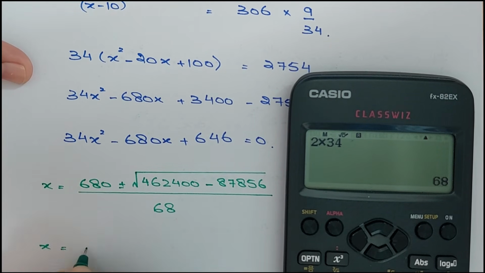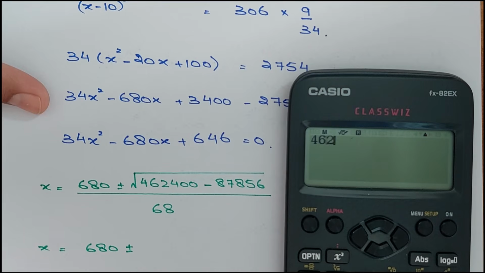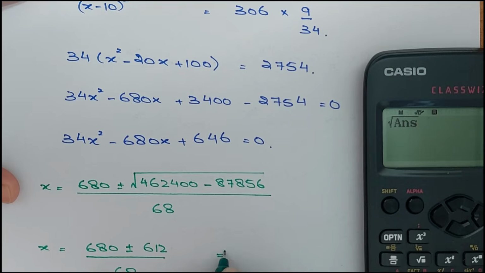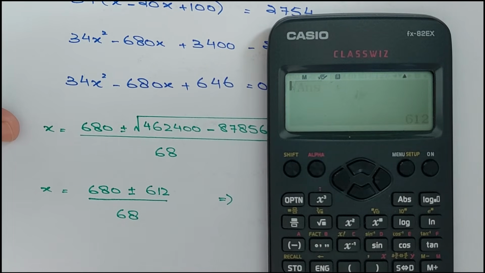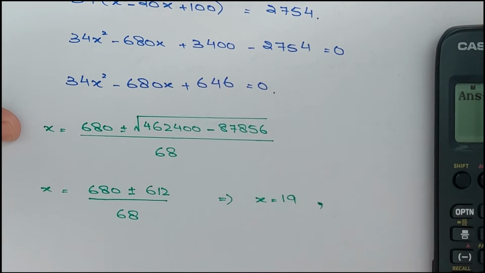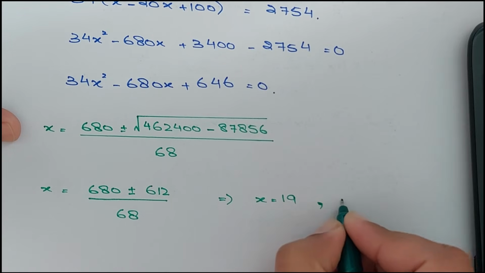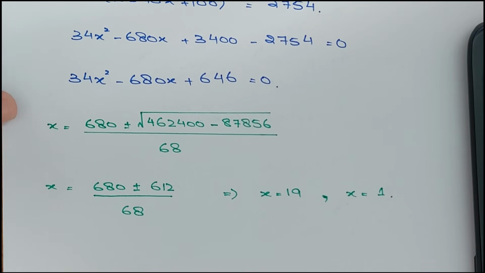Further simplification, x is 680 plus minus square root of 462400 minus 87856, and the square root of the answer is 612, divided by 68. Now from here we have two x values, one with a positive and one with a negative. So we take 680 plus 612 divided by 68, which is 19, and 680 minus 612 divided by 68, which is 1. So we have two x values.